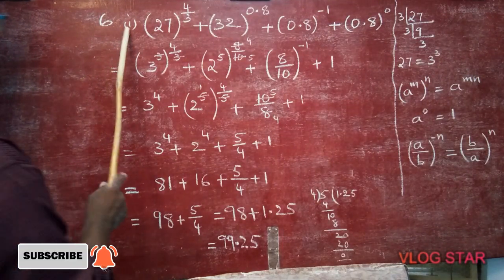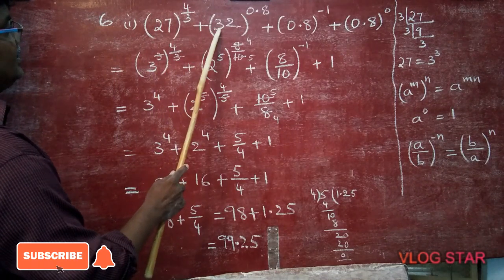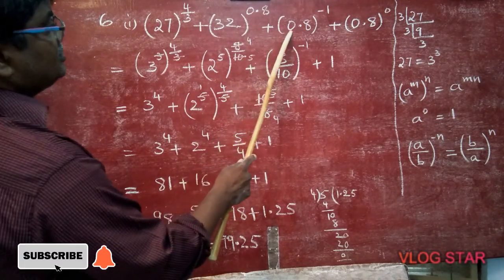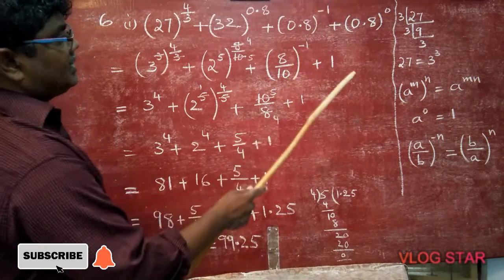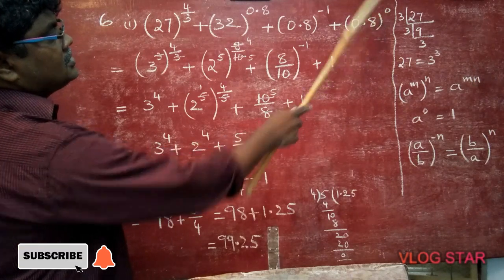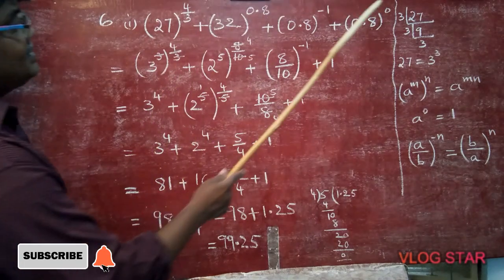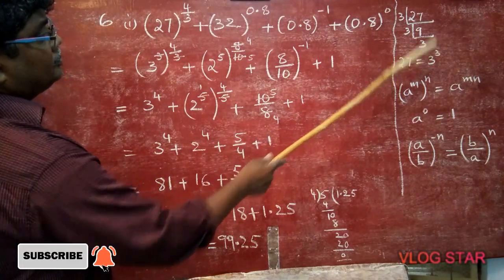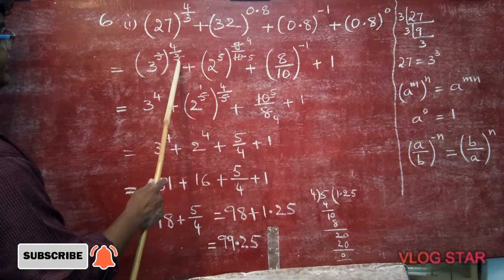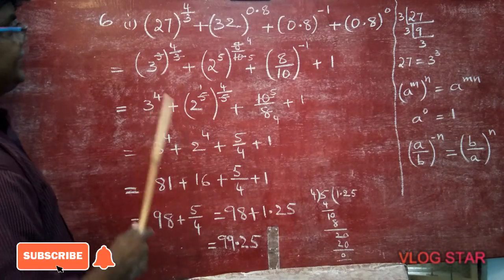Sixth problem, first bit. 27 whole to the power of 4 by 3 plus 32 whole to the power of 0.8 plus 0.1 whole to the power of minus 1 plus 0.8 whole to the power of 0. Now we write 27 as 3 cube. So 3 cube whole to the power of 4 by 3. 3 gets cancelled and 3 to the power of 4 will be remaining.